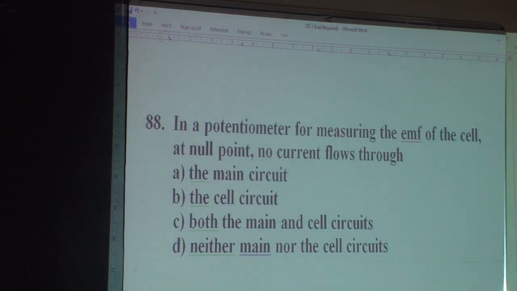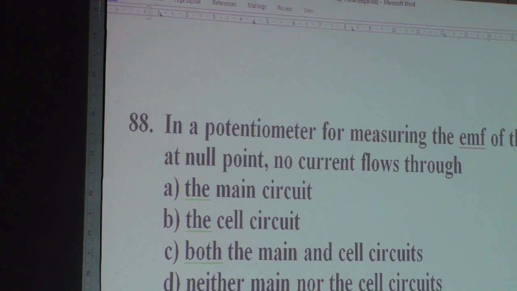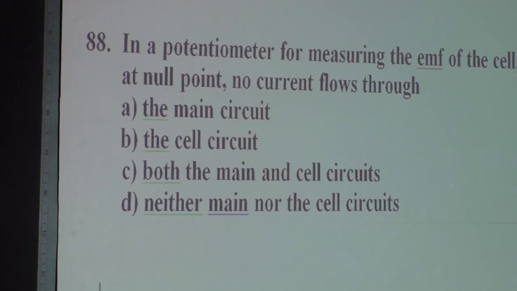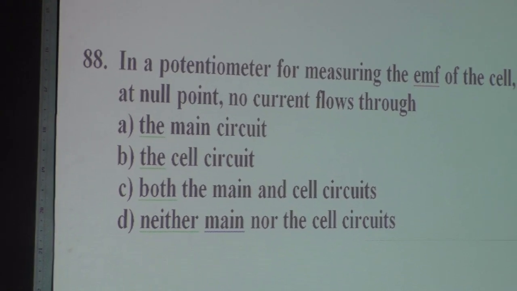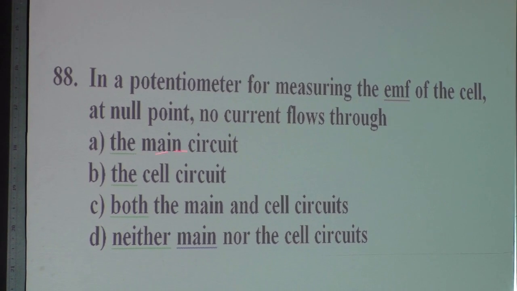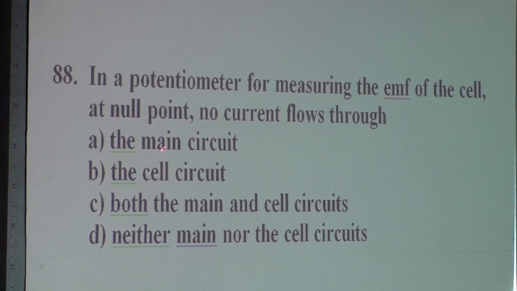In a potentiometer, for measuring the EMF of a cell, at null point, no current flows through. It is neither the main circuit, nor the cell circuit. Cell circuit in the sense, it is the experimental cell, what we connect externally, right? That one which energizes the wire is the cell of the main circuit itself. It is the main circuit cell because it is the primary cell. This is the secondary cell, that is the experimental cell.